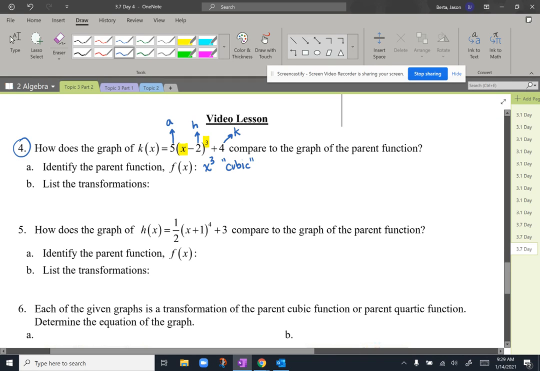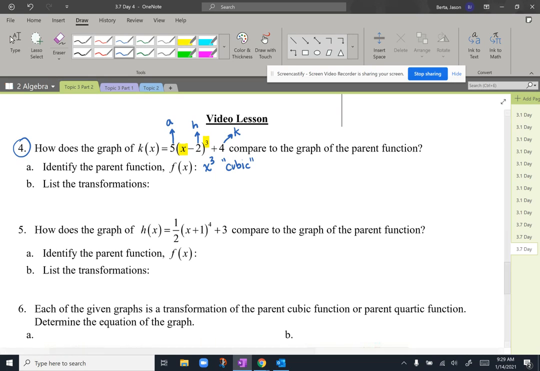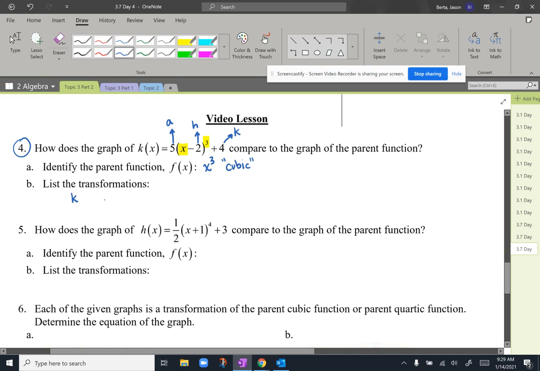I'm now asked to list the different transformations. So let's go one by one. I'll start with the k. We know that k values represent vertical translations. So this graph is vertically translating the parent function of x cubed. And since k is a value of 4 and it's being added, I know it's going to vertically translate in the up direction by 4 units.